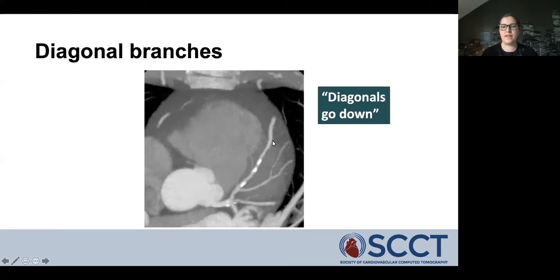So if you think of the LAD, anything that's on this inferior aspect of it is going to be a diagonal. You can see here we've got a diagonal branch that then bifurcates into two bits. These little tiny ones that head up the way in our image are the septal branches. So we've got septal branches and diagonal branches of the LAD. And the eagle eyes of you will have seen the bright white stuff, which is the calcified coronary atheroma.